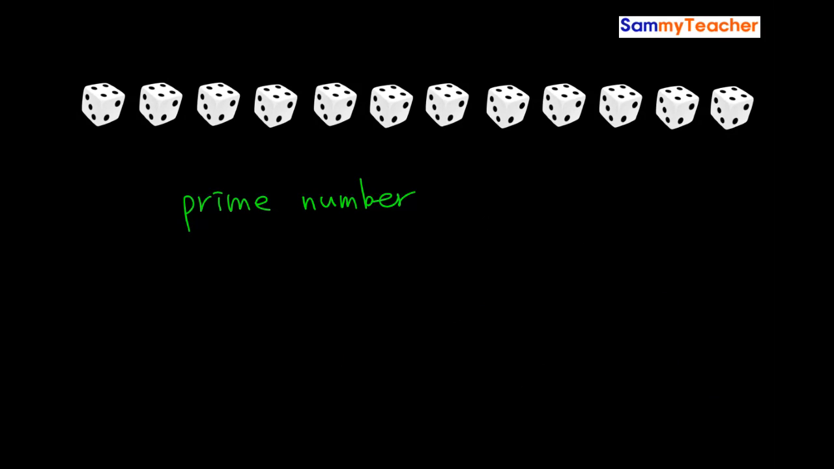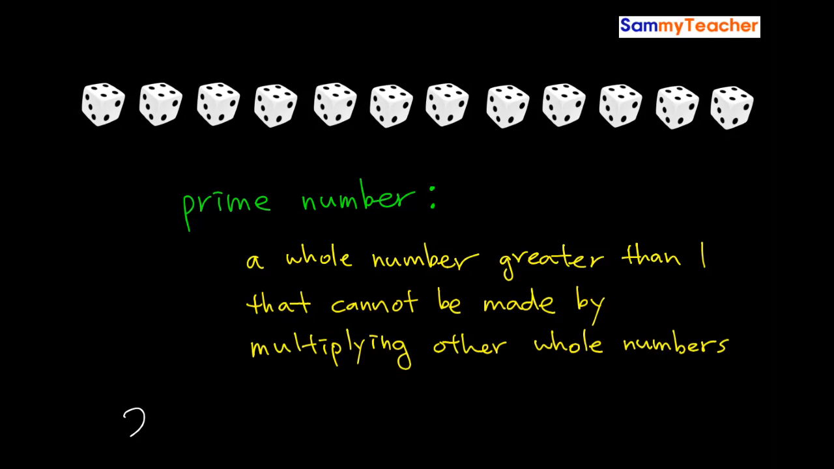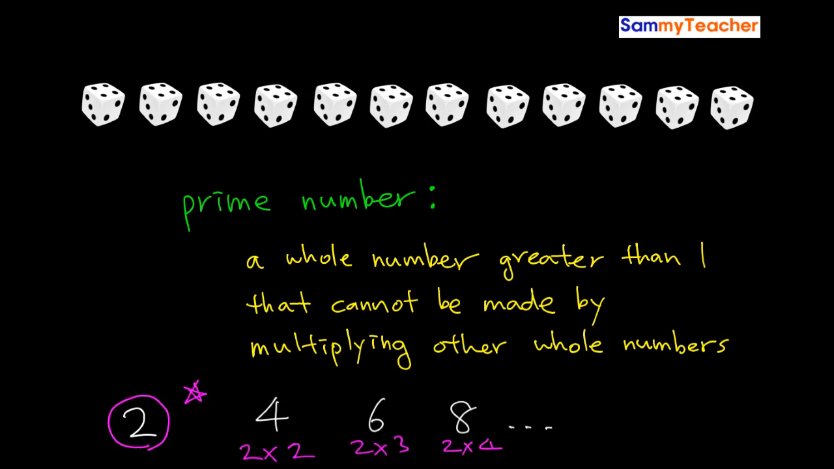A prime number can be defined as a whole number greater than 1 that cannot be made by multiplying other whole numbers. So, as an example, 2 is a whole number greater than 1. And of course, you can't make 2 by multiplying other whole numbers. So 2 is the smallest prime number, and it is the only even number that can be a prime number, because other even numbers like 4, 6, 8, and so on can be made by multiplying 2 and something. 2 times 3, 2 times 4.